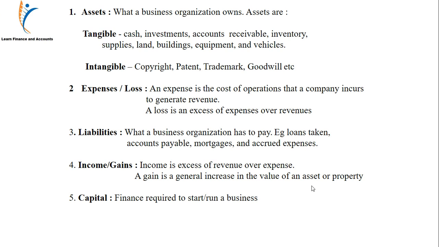Fourth type of account is incomes and gains. Income is the excess of revenue over expense. We have already talked about this. If you manufactured a commodity for $75 and sold it for $100, then $25 is your gain, your profit. And your income is what is coming into the organization. How much money is coming into the organization? $100.